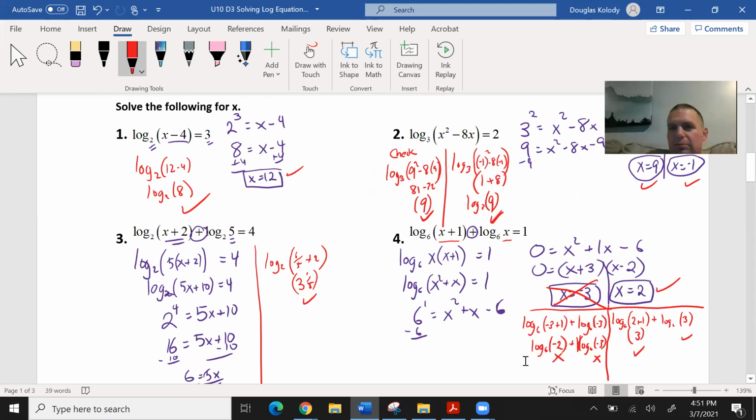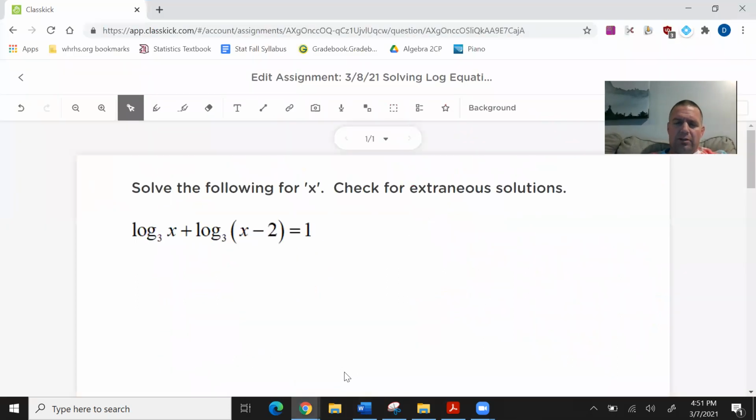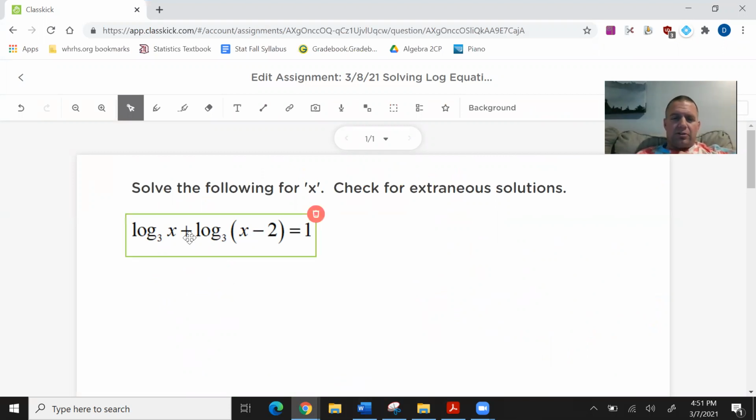I'm going to turn on my video. There I am. Hi. You're going to do one problem on ClassKick, and let me pull it up right now. Here it is. You're going to log on to ClassKick right now. You are going to condense the logs on the left side, and there's a plus sign. So what are you going to do? You're going to multiply. Then you're going to translate and solve and check for any extraneous solutions. Check for any negative or 0 solutions, just like we did in those 4 questions.